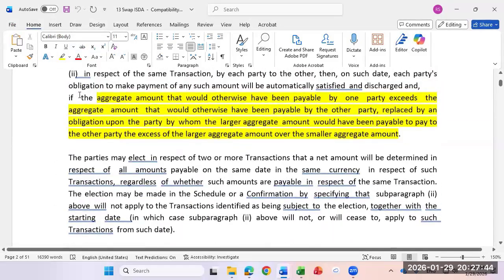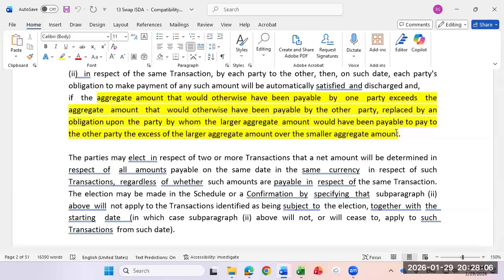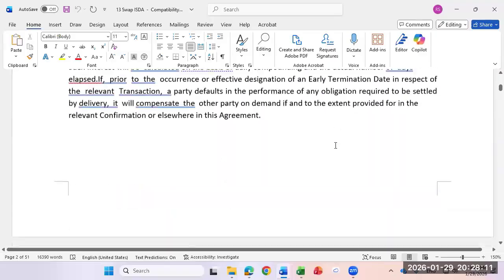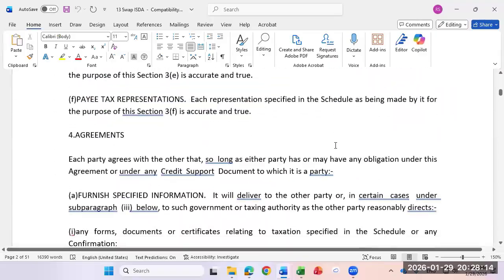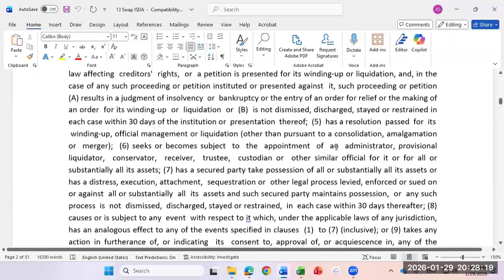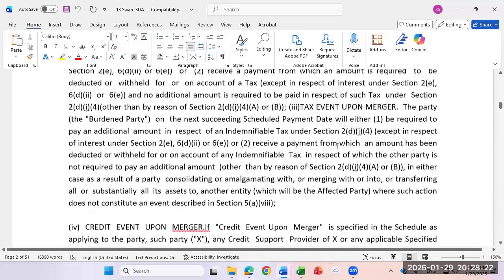Here they say, if the aggregate amount that would otherwise have been payable by one party exceeds the aggregate amount that would otherwise have been payable by the other party, replaced by an obligation upon the party by whom the larger aggregate amount would have been payable to pay to the other party the excess of the larger aggregate amount over the smaller aggregate amount. Y'all want that on your exam? Explain this in a few words. It was just crazy. That wasn't the hardest paragraph. And you can tell lawyers wrote this because they're getting paid by the word. It's crazy stuff. I think I have another one highlighted, but it's just continuously like that.